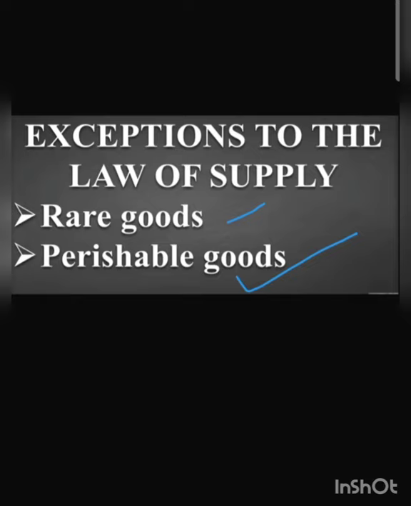So it can be asked for your 2 marks or for 1 mark also, that state the exemption to the law of supply, or it can be asked like explain what is rare goods and explain what is perishable goods.